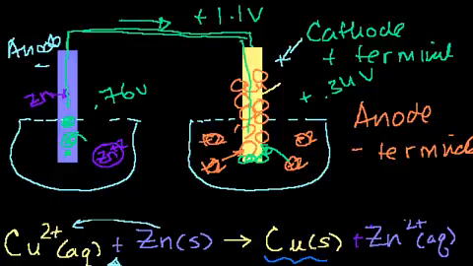We have zinc in its solid state right here. We have solid zinc jumping in, and it's neutral, and it jumps into the solution, and it leaves 2 electrons behind. So it's losing electrons. When you lose electrons, you're being oxidized. So this is where the oxidation is occurring.